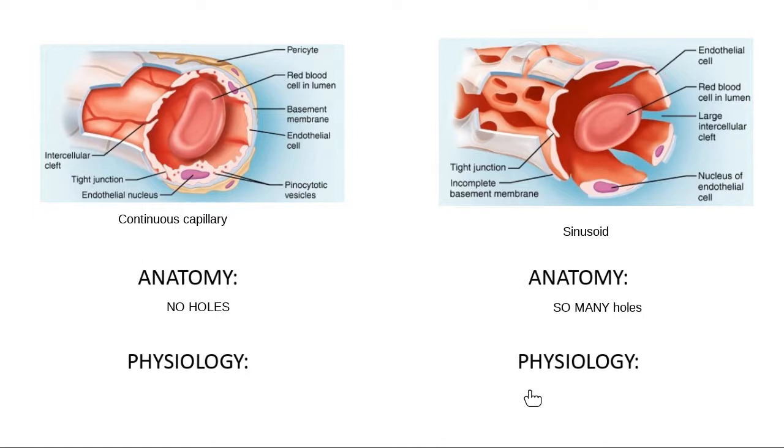When we think about a type of blood vessel that has a ton of holes in it, what might something that has a bunch of holes in it be good at doing for us? What might I use something with holes, a blood vessel that has holes, to do?